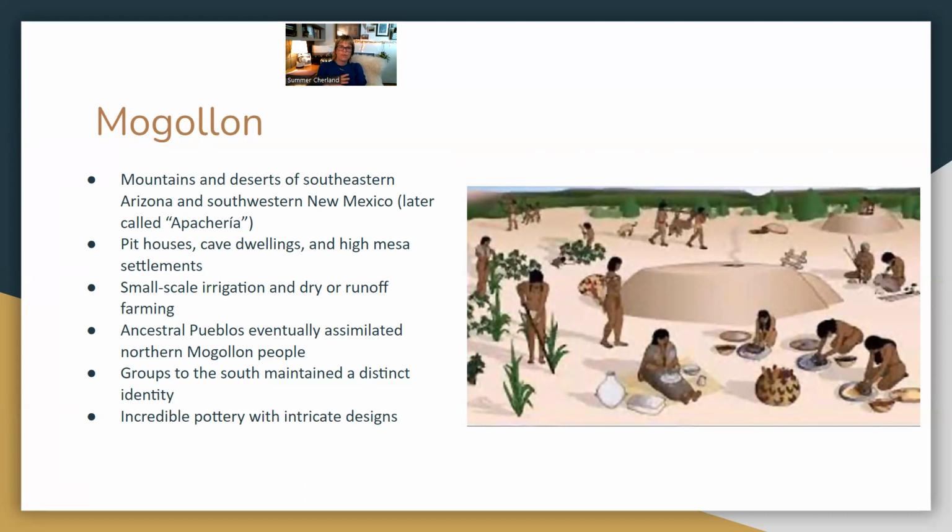Some historians believe that the ancestral Pueblos may have eventually assimilated the northern Mogollon people. This is disputed depending on what perspective you're interested in, but this is one of the claims. Groups to the south, on the other hand, maintain their own distinct identity. So it's possible that the Mogollon people fractured based on region. One group was adopted by the ancestral Pueblo and integrated into that culture, and the other was a little bit more distinct. They're known for their incredible pottery and intricate designs.